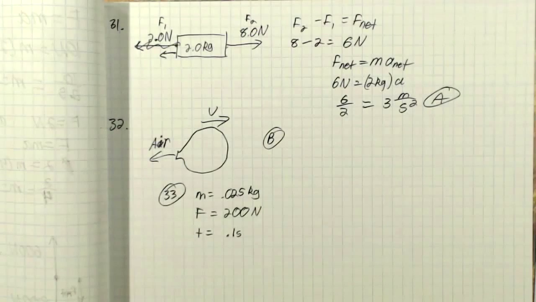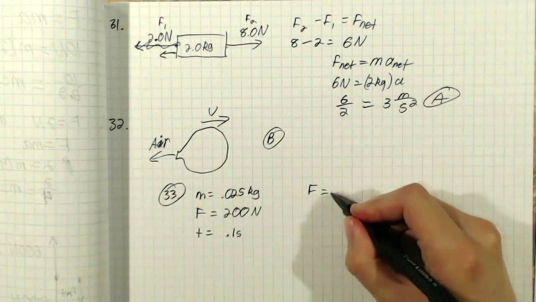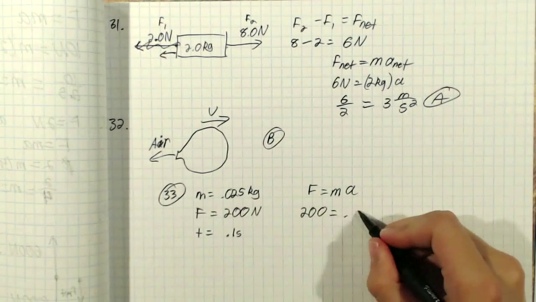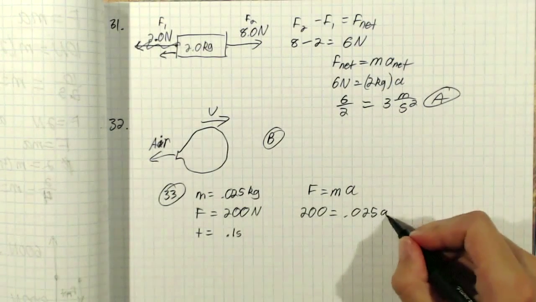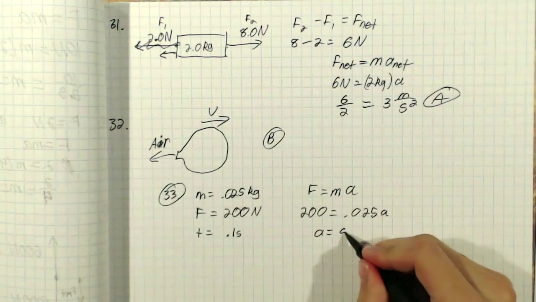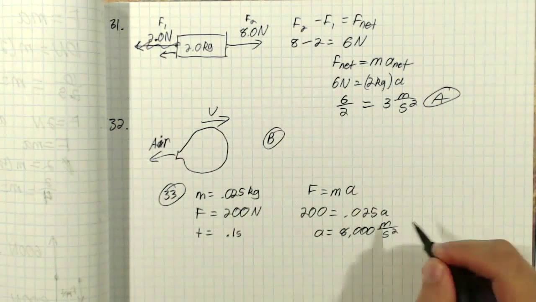To figure out the maximum speed, or the maximum velocity, whatever you want to call it, we need to know the acceleration of the object. Well, they didn't give us the acceleration, but we know force and mass. And since F equals ma, we can plug everything in, divide it out, and you get your acceleration equals 8,000 meters per second squared.